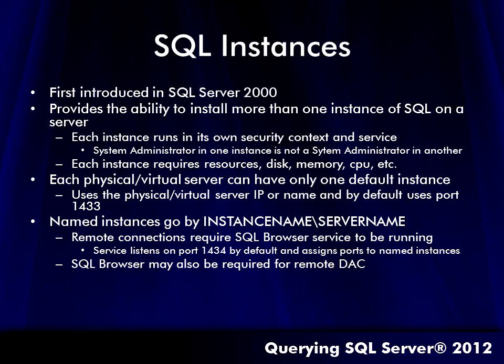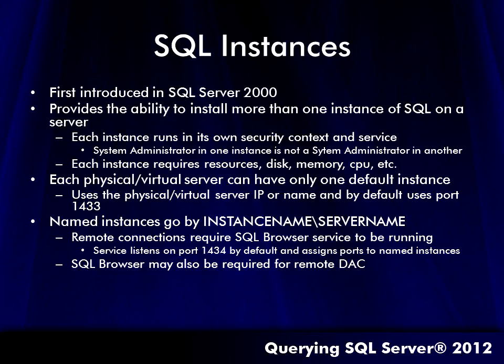Now, we have two types of instances. The first type of instance is the default instance. The default instance can be accessed by the IP address, the physical or virtual IP address of the server in which it's installed, or by the name, unless we've used an alias. So by simply typing in the IP address, and by default, when we call a SQL Server, the default port that will be listened on is 1433.